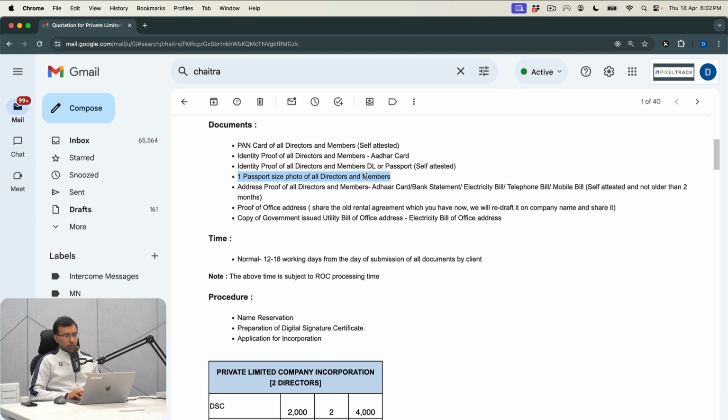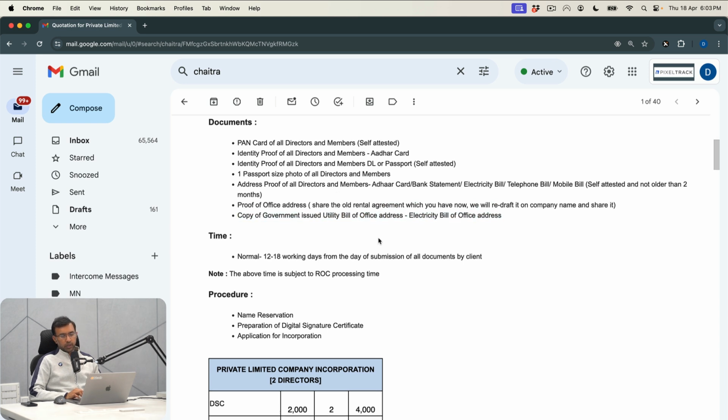One passport size photo of all directors and members, fair enough. You need to put a photo there. Address proof: Aadhaar card, bank statement, electricity bill, telephone bill or mobile bill. Proof of office address, you need an office address or a virtual office address if you want to start a private limited company. Now you need a utility bill for the office address as well, like an electricity bill of the office address. So fortunately we already have an office, so we can go through this process.